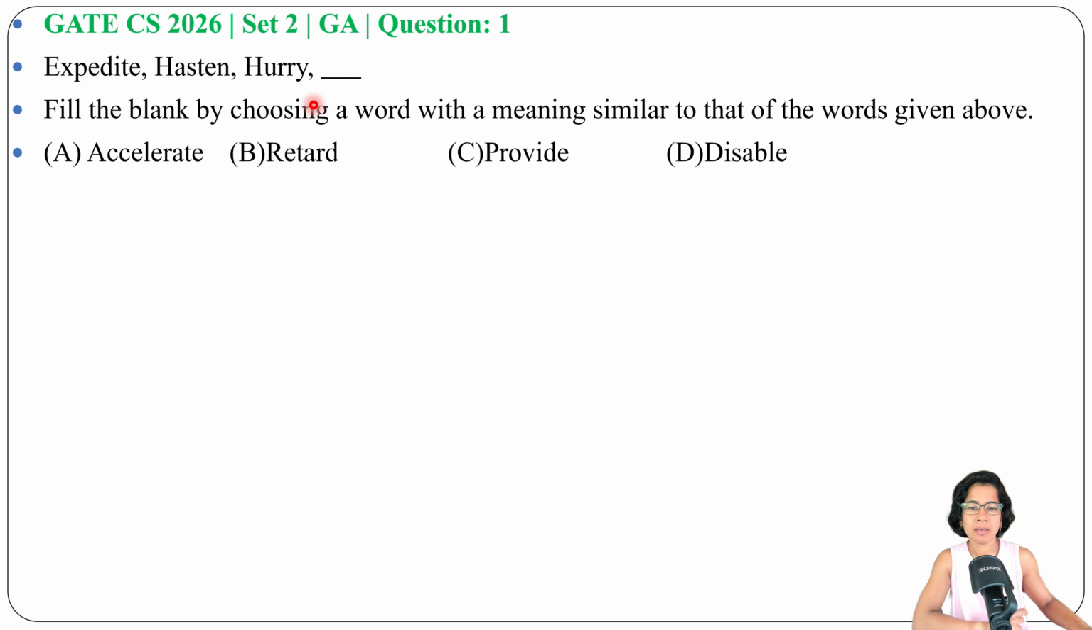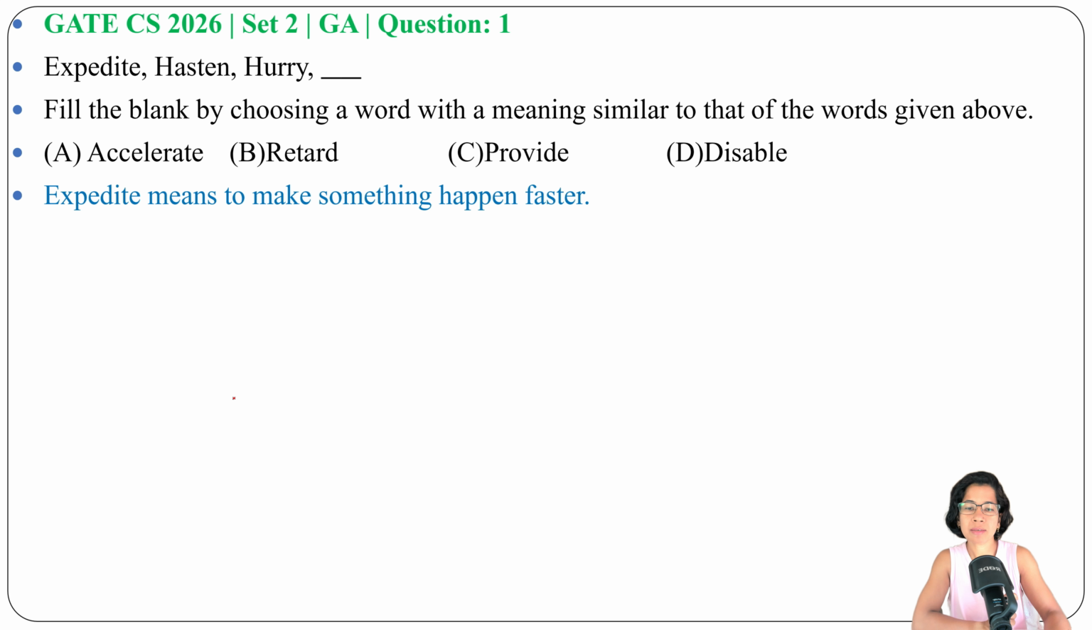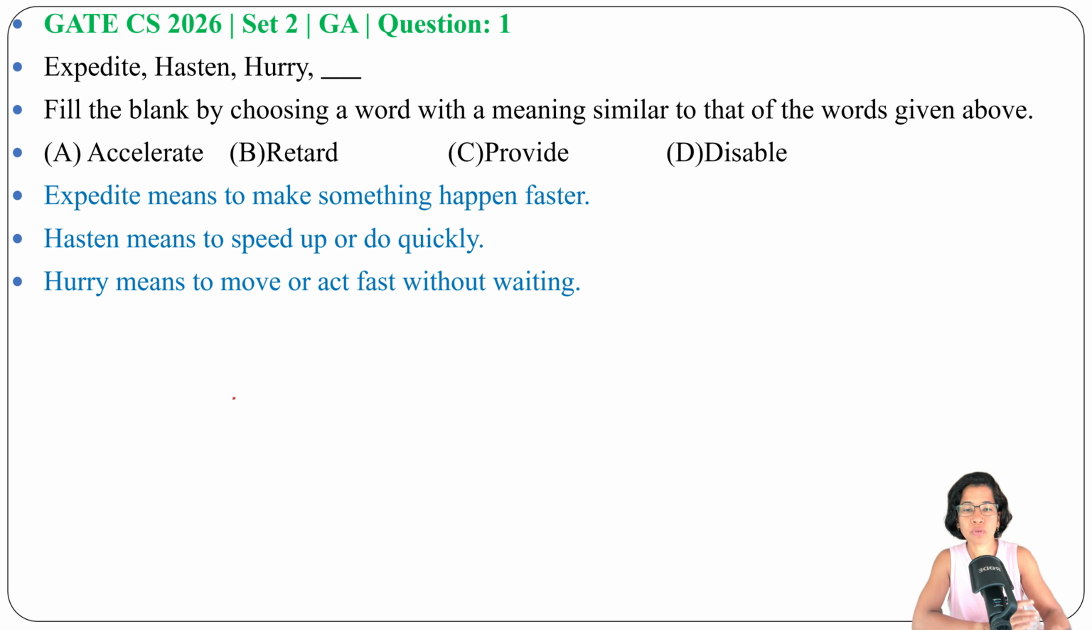Expedite, hasten, hurry, dash. Fill the blank by choosing a word with a meaning similar to that of the words given above, and 4 options are given. Let's first understand each word meaning. What is expedite? Expedite means to make something happen faster. Then hasten means to speed up. Then hurry means start without waiting, do first.